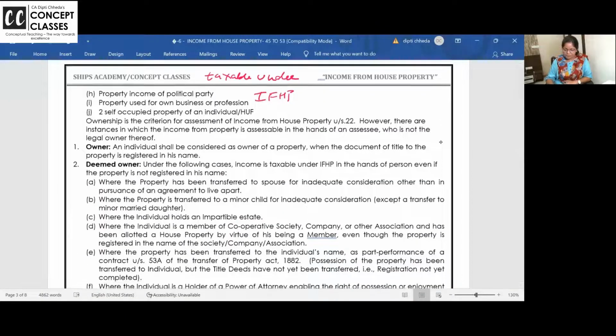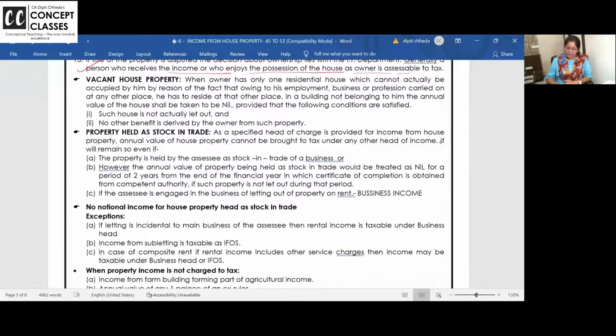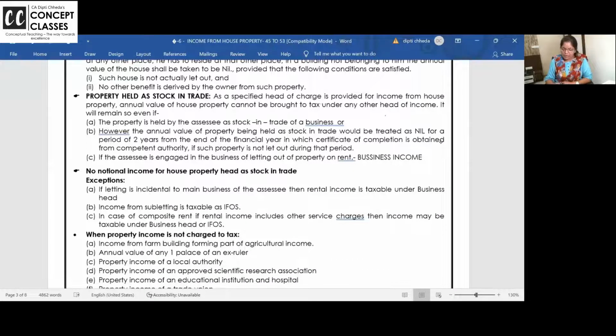Okay, come down. It's given over here. See. Please read this with me. As a specified head of charge is provided for income from house property, annual value of the property cannot be brought to tax under any other head of income. It will remain so even if the property is held by the SSE as stock in trade of a business. Are you all getting what I'm saying? Property is held by the SSE as stock in trade.